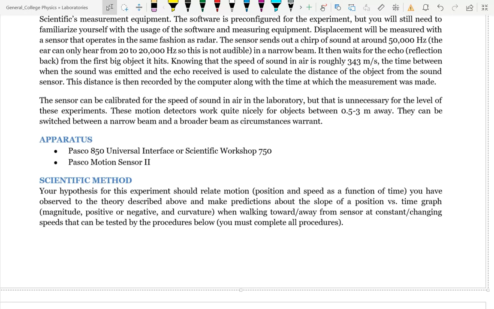Well, while that's coming up, what we're going to be doing is simply following instructions, walking toward or away from this detector, and looking at graphs that are created when we do that. See, it's coming up. Just not fast enough for my taste. So the software is called Capstone.